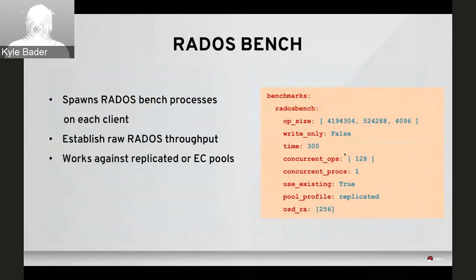CBT from the head node is going to use PDSH to log into each client, and it's going to spawn a RADOS bench process. You can specify a number of options. You can give an array of different op sizes to iterate through, whether you want to do just a write-only test or read and write, and specify things like the time, number of concurrent operations, and whether you want multiple processes per client. Obviously, you can increase the number of concurrent ops, which increases the number of threads per RADOS bench process.